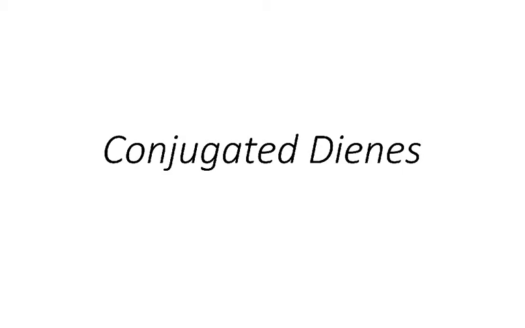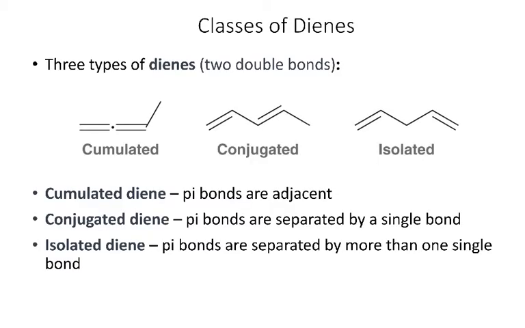The focus of this chapter is on conjugated pi systems, and so we're going to start off by looking at the simplest conjugated pi system, a conjugated diene. Alright, so what is a diene? Well, this is just a fancy way of saying an alkene with two double bonds. When we name alkenes, we end the name in ene, and so a diene, two double bonds.